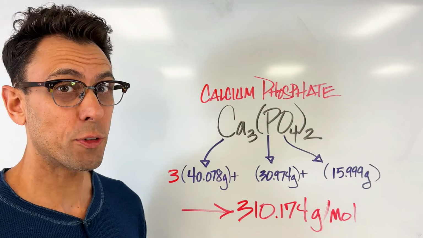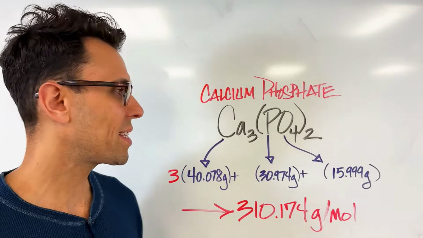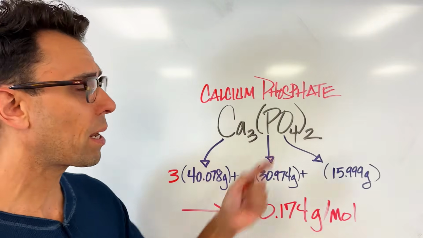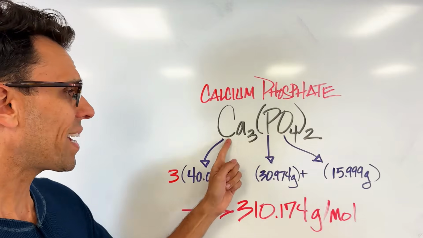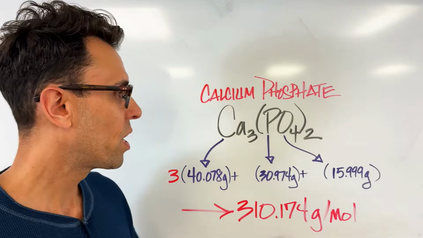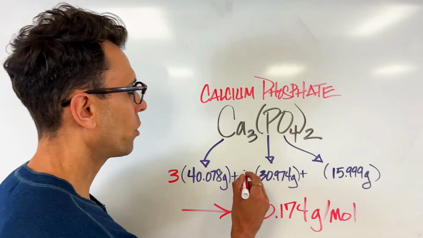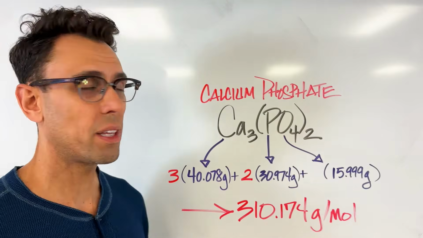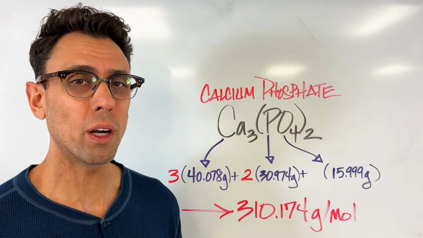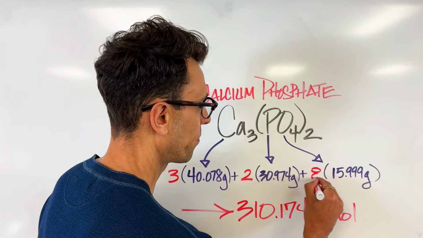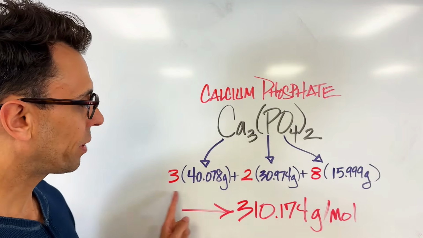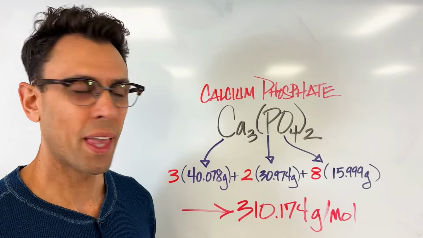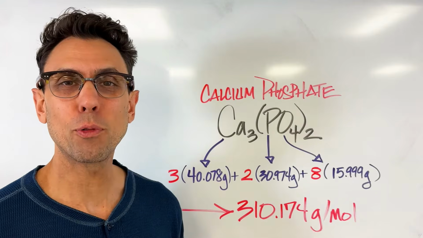Now when it comes to the phosphorus and oxygen, we have to think about the parentheses and distributing the subscript of 2. So in other words, this 2 is going to get multiplied by both of the things in the parentheses, but it has no impact on the calcium whatsoever. So this 2 gets distributed to the phosphorus, which means we need to multiply this mass by 2. The 2 then gets distributed to the oxygen, which already has a subscript of 4. 2 times 4 is 8. So we get our answer by completing this calculation, multiplying each of these masses by the number of atoms in the formula, and that's how we get to 310.174 grams per mole.